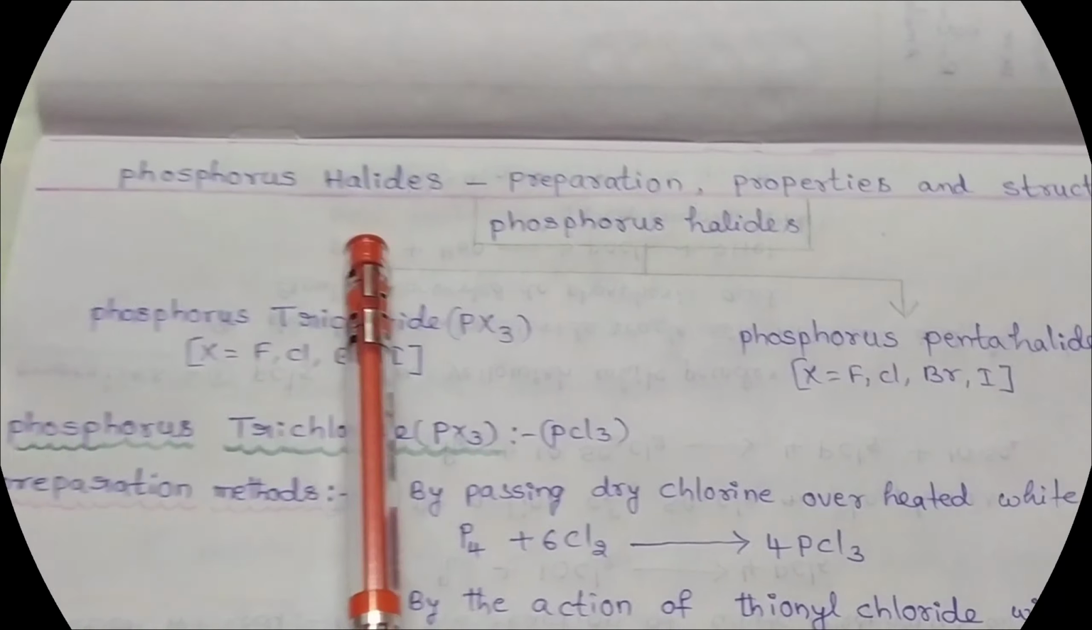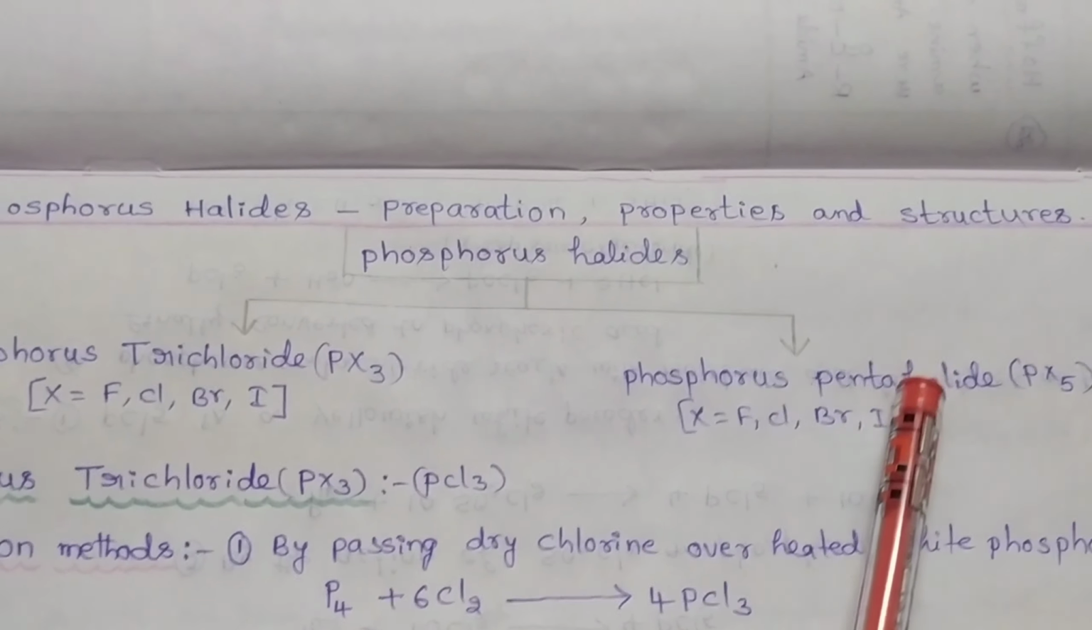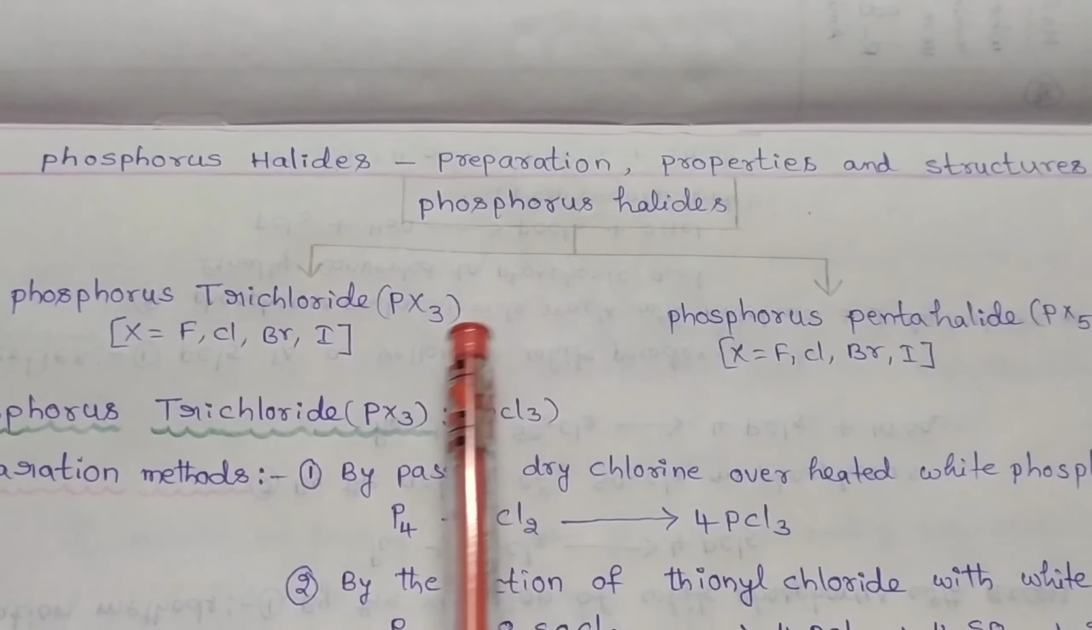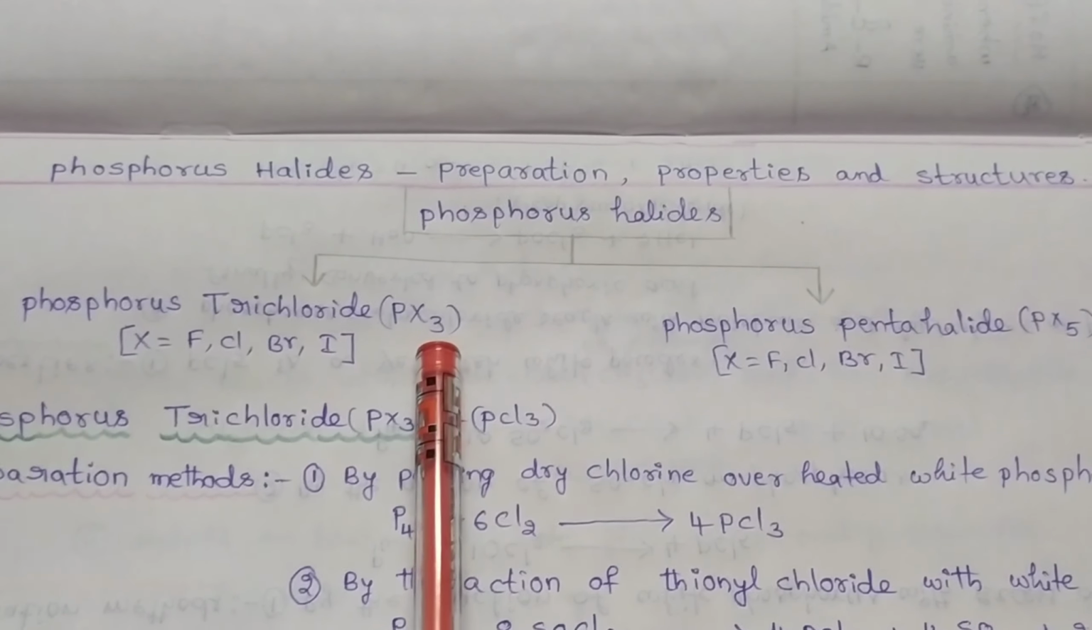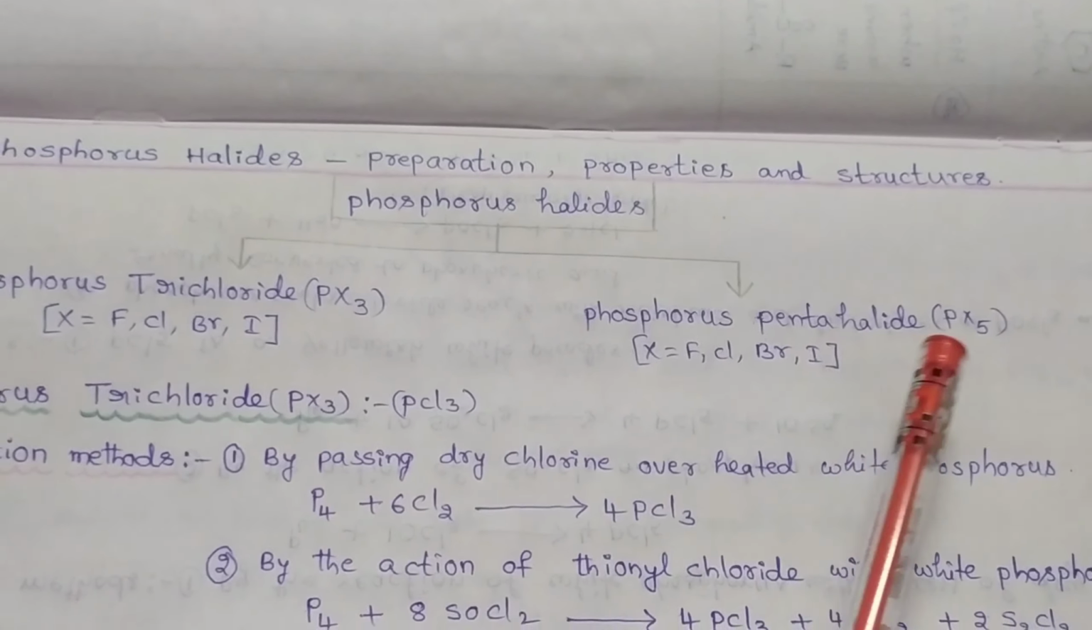Hi students, today we discuss phosphorus halides: preparation, properties and structures. The phosphorus halides are classified into two types: phosphorus trihalide, formula PX3, and phosphorus pentahalide, formula PX5.